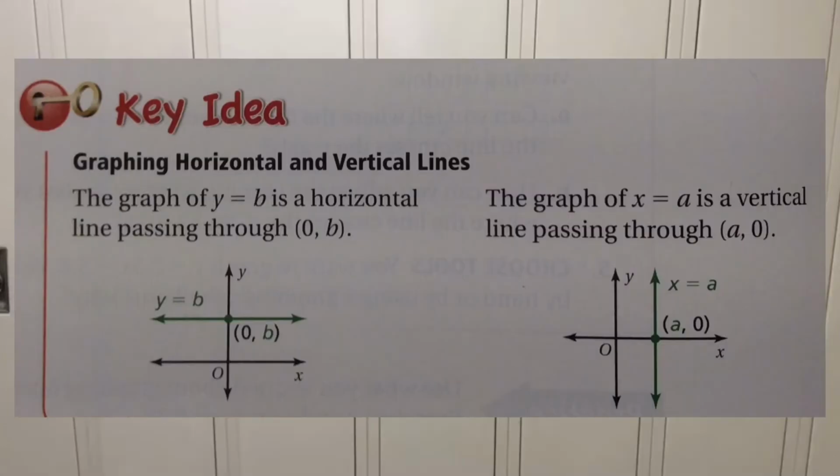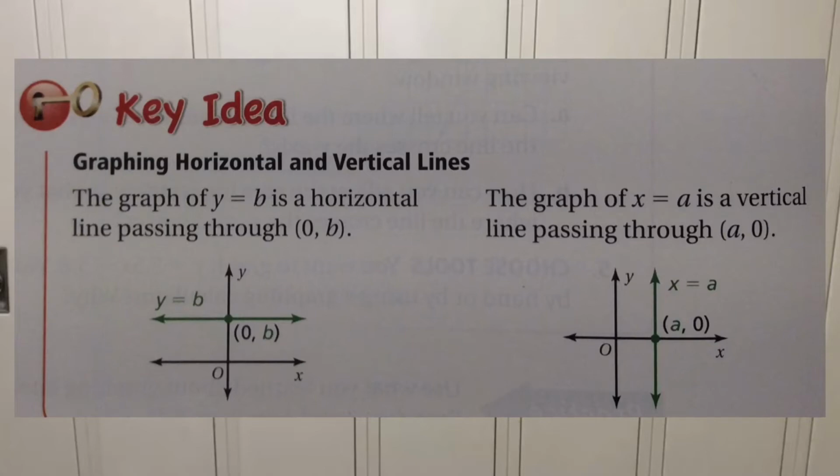The next key idea is graphing horizontal and vertical lines. On the left here, it says the graph of y equals b is a horizontal line passing through (0, b). And what that means is no matter what we put in for b, so y could equal 4, or y equals -3, or y equals anything that is just a constant, will give us a horizontal line that goes through where y equals that number, let's say 4.